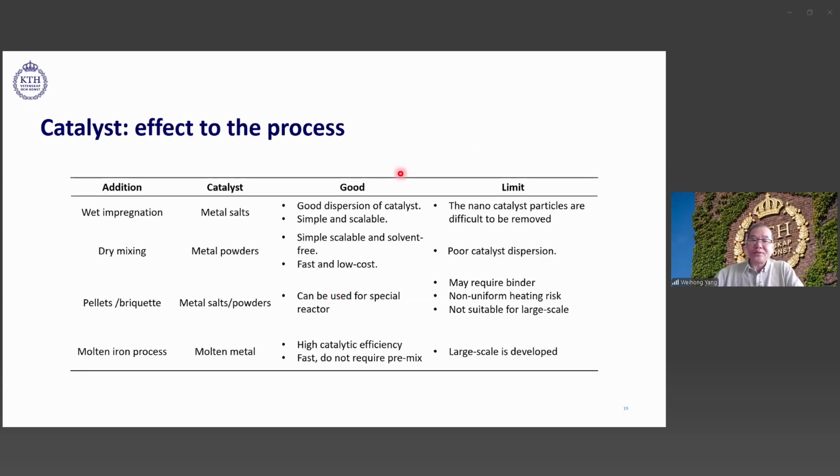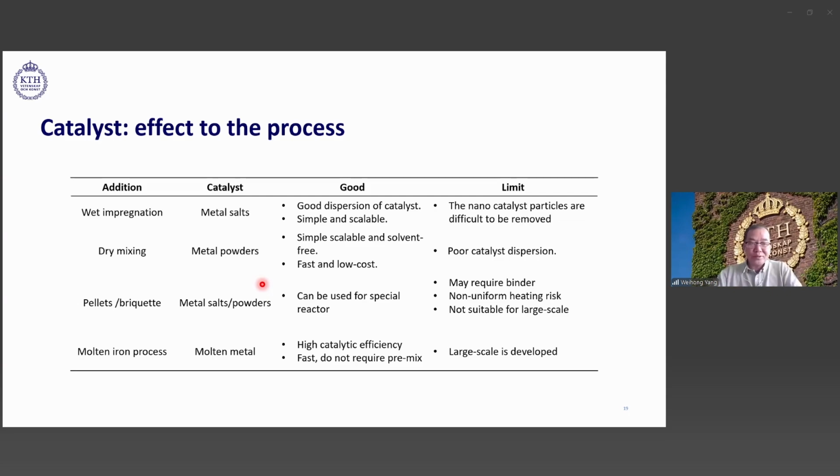It's not so easy to say which technology is good; it depends on which kind of catalyst and which kind of process you want to use. You always have some good points and limits. For example, wet impregnation gives very good catalyst dispersion. It's very easy, simple and scalable, but the limitation is that typically you cannot use metal powders. And if you go for dry mixing, basically you have to use metal powders, and the catalyst distribution will not be good enough.